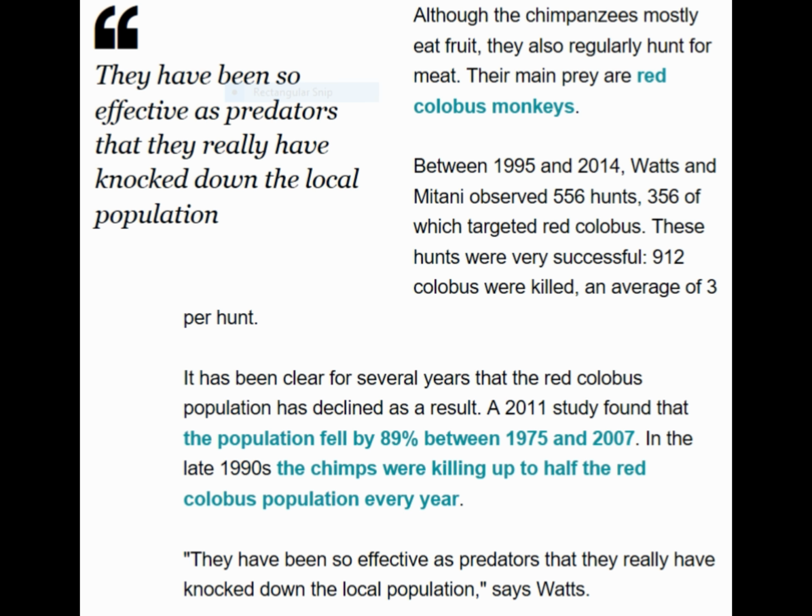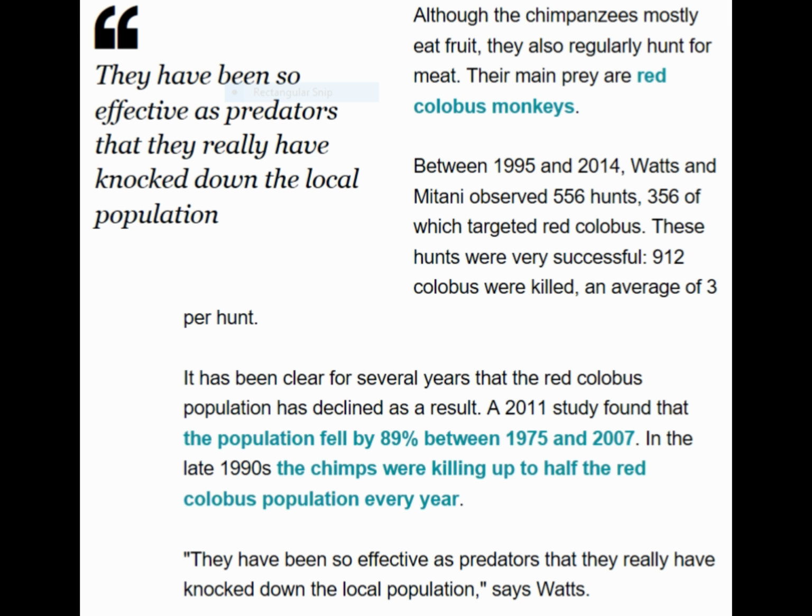All right, and in this next slide, we've got part of an article written by a dude who's observing chimpanzees in nature. According to the chart, chimpanzees or great apes only consume fruits, vegetables, and nuts. And this is just clearly not the case, which has been shown in various regions of the world. It said that although chimpanzees mostly do eat fruit, they regularly hunt for meat and their main prey are other monkeys. It went on to say that chimps were killing up to half the red colobus population every year, and they have been so effective as predators that they really have knocked down the local population.